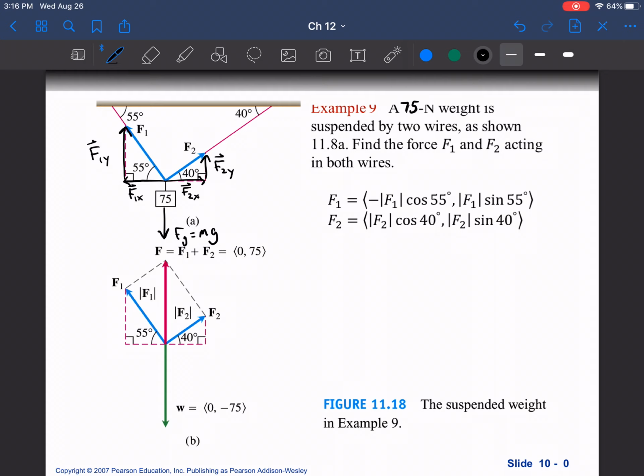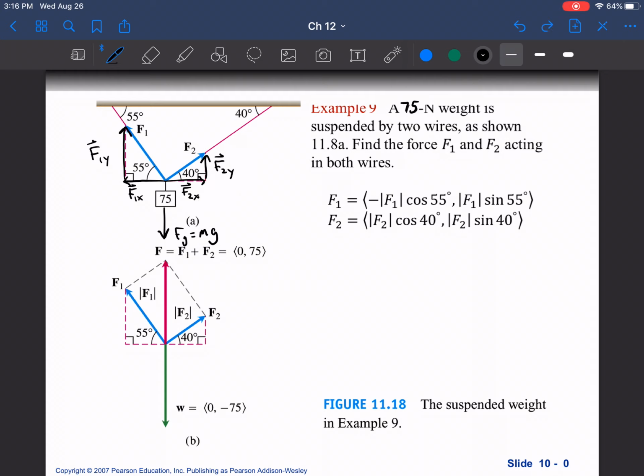The length of each of those is the components. So when we go through and do sines and cosines, you'd find that F1 has this component, negative F1 cosine of 55, that's this part right here, and then this is the vertical part right there. Those are our two components for F1. And then similarly, F2 is the length of F2 times the cosine of 40. That's this one, and the y component is this right there. So there we have our components.